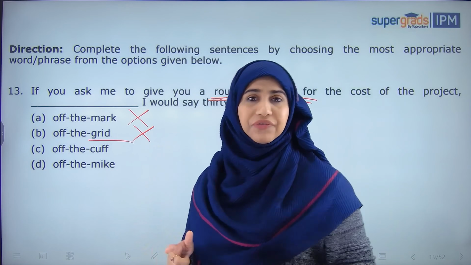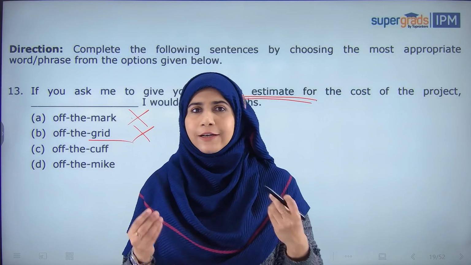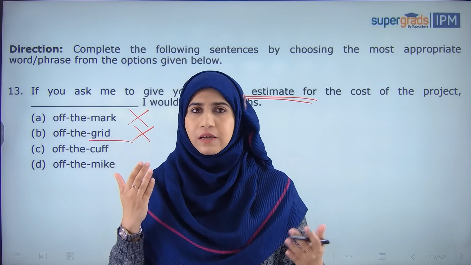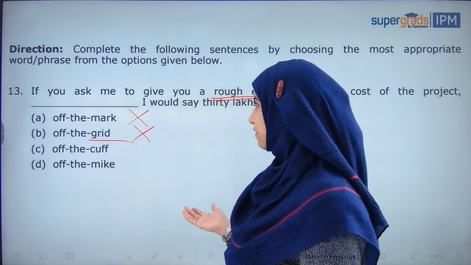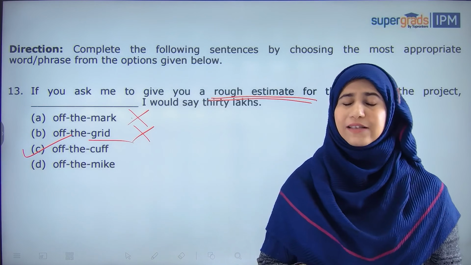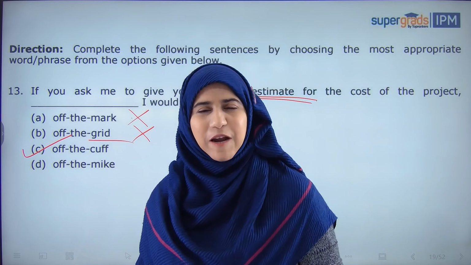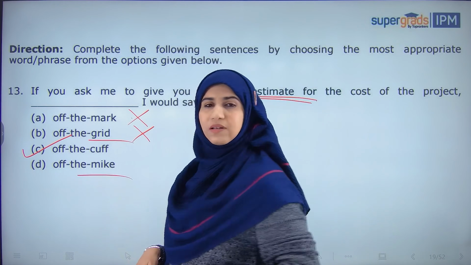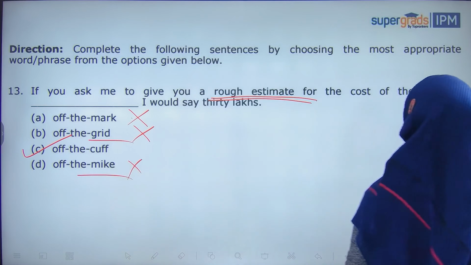Off the cuff, yes. Off the cuff is when you are asked something suddenly, all of a sudden, right? Without much thinking, without taking much time, whenever you say something, that is off the cuff, right? So here, a rough estimate, the person says off the cuff, it is this. Very nice expression. Try using this in your daily conversations as well. Off the mic is not a standard idiomatic expression. So again, this is wrong. Next question.